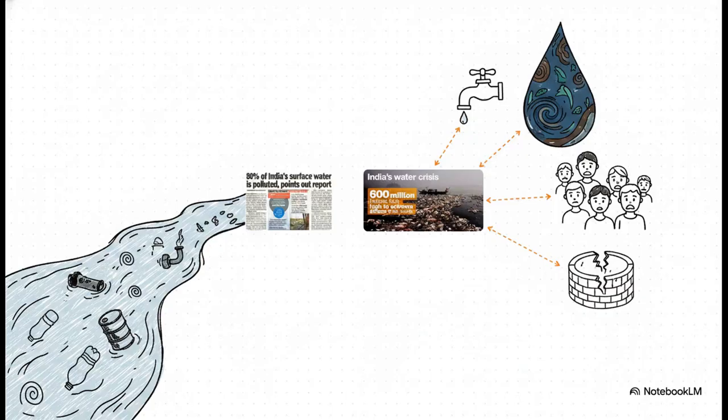But before we get into all the formulas, we really need to look at the real-world crime scene. Just take a look at the reality of India's severe water crisis. We're looking at reports showing a staggering 80% of surface water is polluted, mostly by untreated domestic sewage. And because of that, an estimated 600 million people are facing high to extreme water stress. That's a massive, massive number. Understanding the science behind these numbers is absolutely crucial if we're going to actually address this crisis.